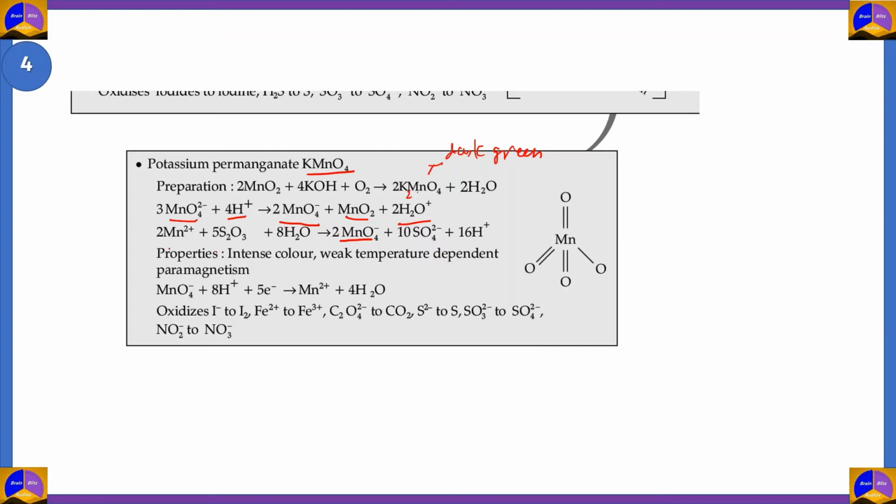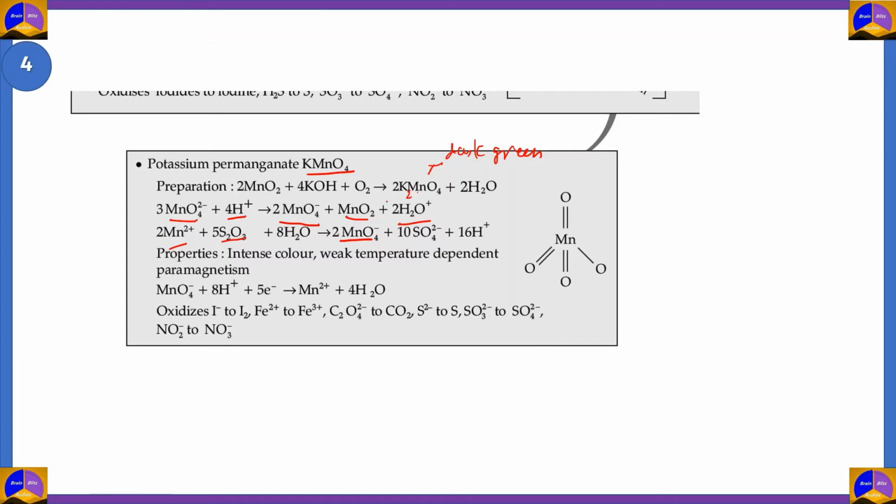So if we have manganese ions, then in the lab you can take manganese 2 ions, and a salt of this ion is oxidized by peroxodisulfate, which is S2O8 2-. So peroxodisulfate oxidizes manganese 2 ion to give you a direct permanganate ion.